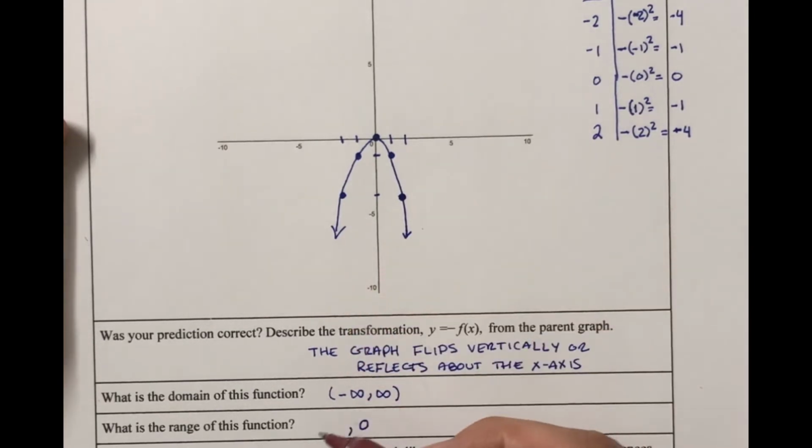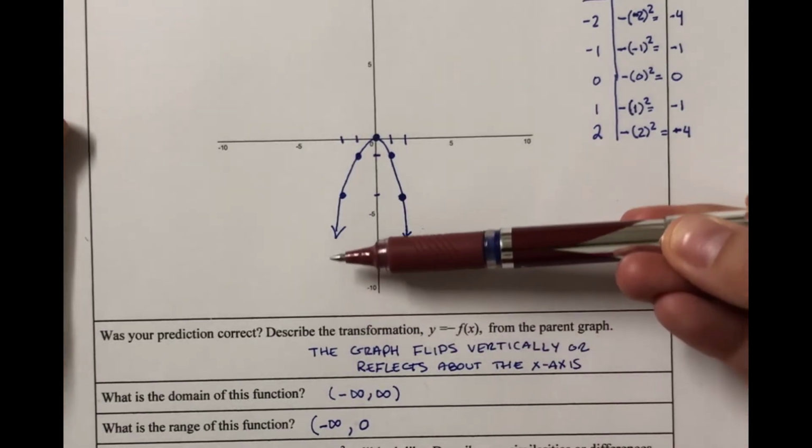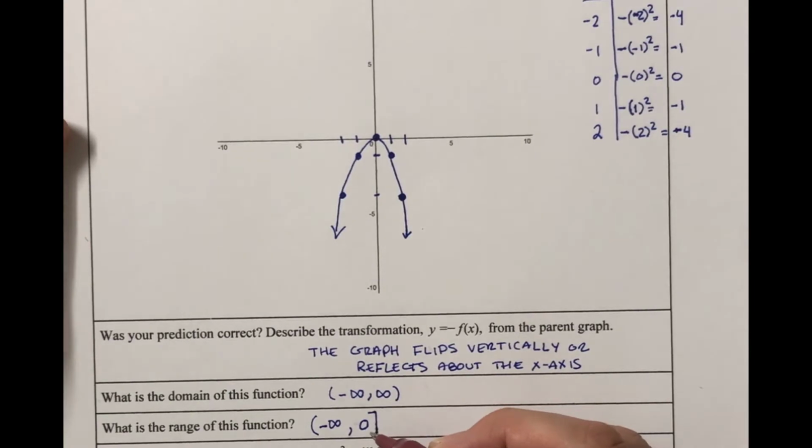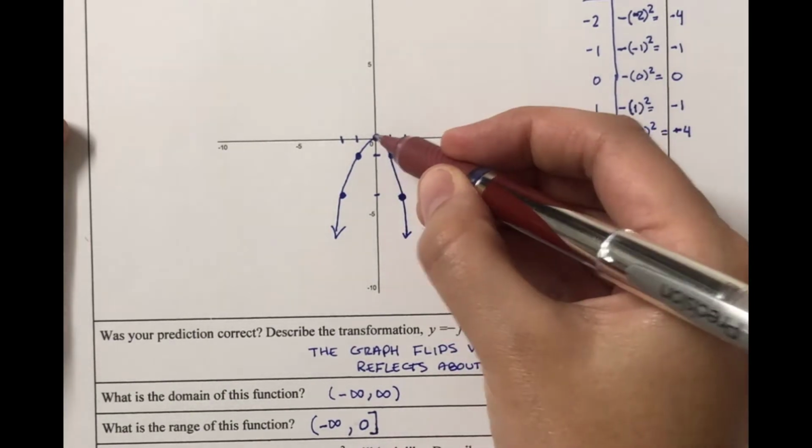But you always start with the lower number. So you say negative infinity until 0, because you start with the lowest value and then you go all the way up to the biggest value. So your graph goes from negative infinity up toward 0, 0 being the highest point on the graph, and bracket because there is a point that we can equal.